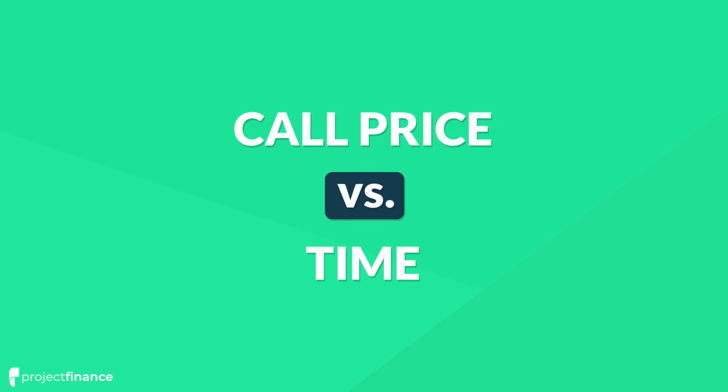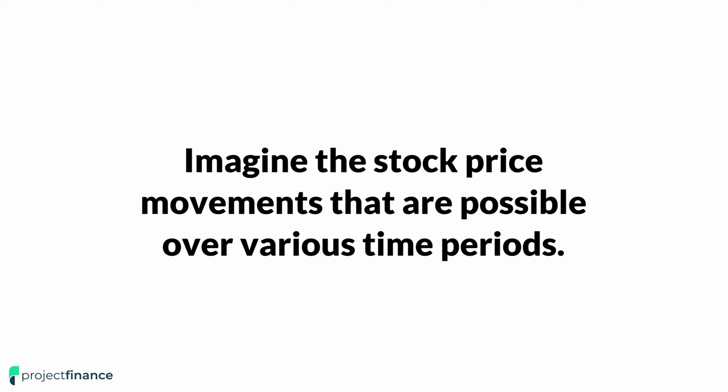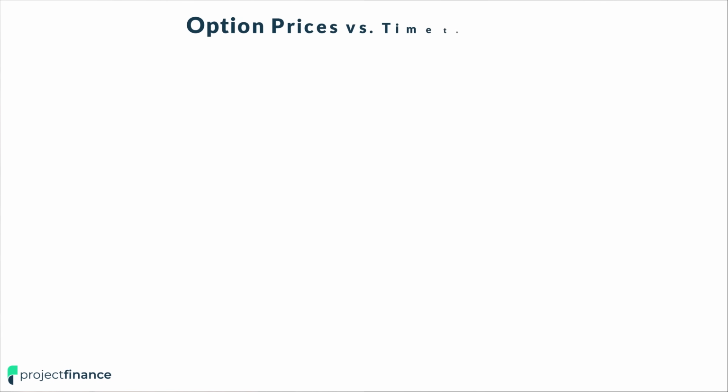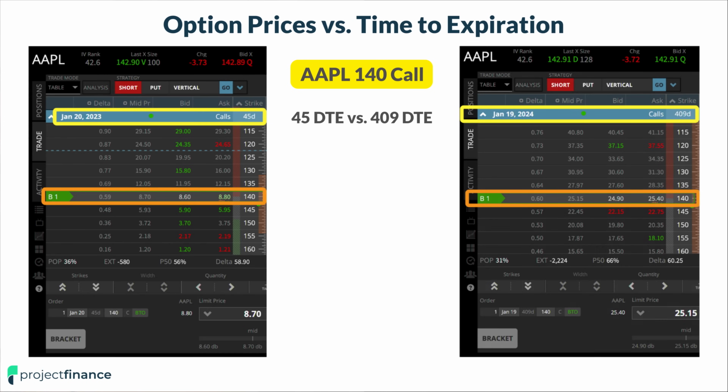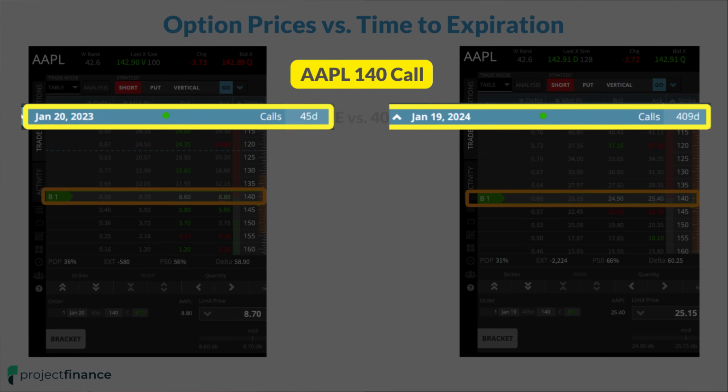Now let's talk about perhaps the most important factor other than the stock price that will determine whether an option trade makes or loses money, and that is time. To understand this, let's imagine the potential stock price movements over different periods of time. In these images, we are looking at Apple options with different amounts of time, but we're looking at call options with the same exact strike price. So we're looking at 140 strike call options in Apple, but the only difference is that they have different amounts of time until expiration.